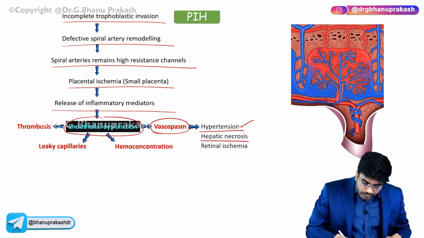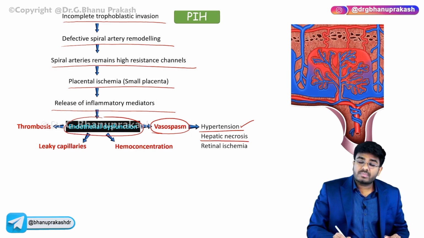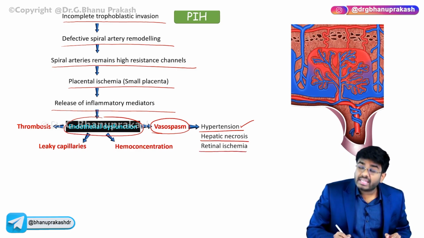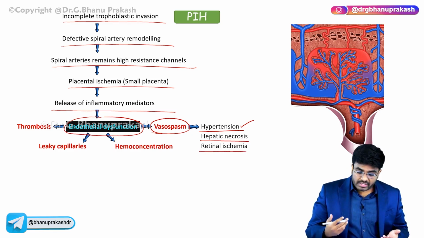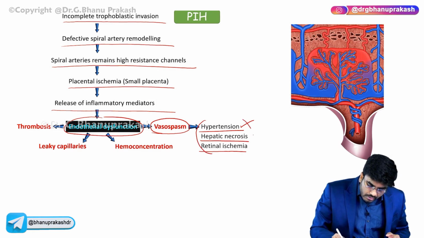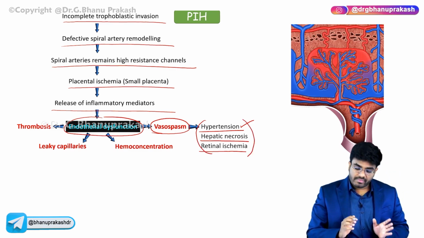Okay, true. And this vasospasm can decrease the amount of blood going to the retina, and that can cause retinal ischemia, and that can present as abnormality in the vision or blurring of the vision. So all these are because of the vasospasm. These are the symptoms of vasospasm.